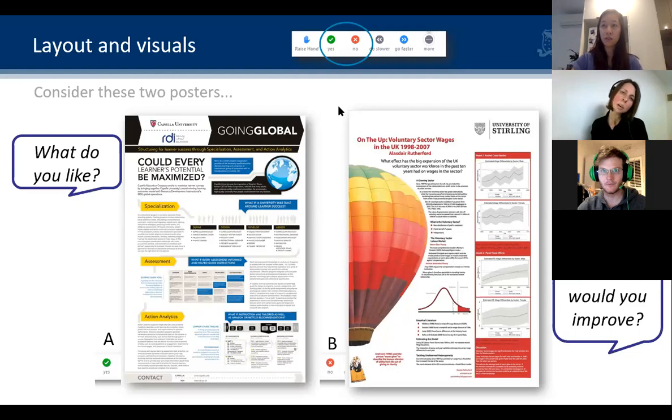Yeah, Georgie makes a point. Image B takes up a lot of space. The picture takes up a lot of space on the poster, so you're really having to cut down on content. You're sacrificing content for this wow factor hot air balloon.